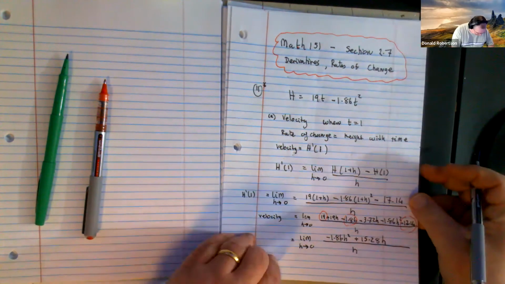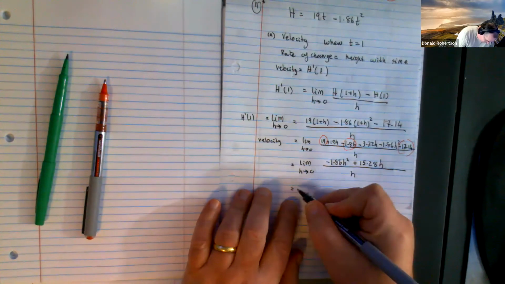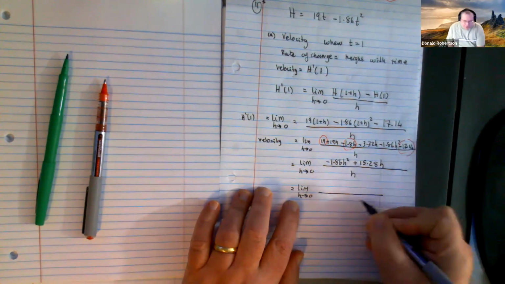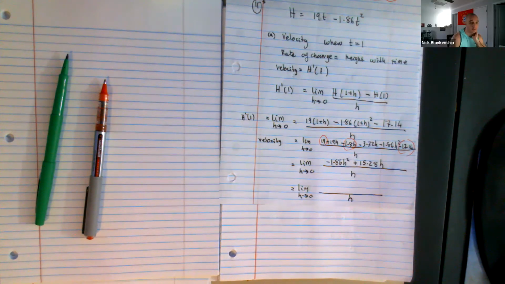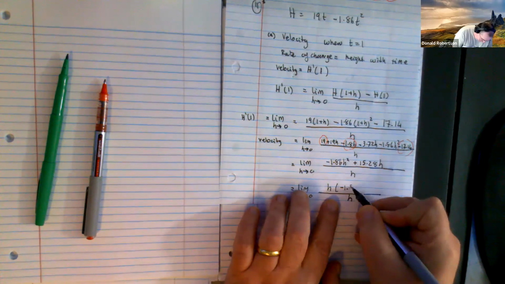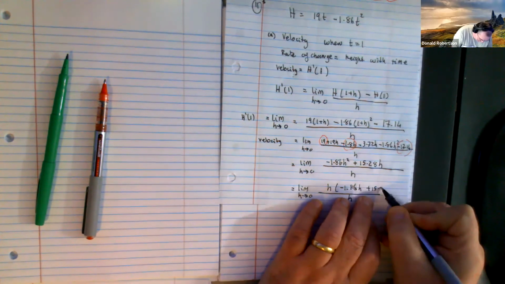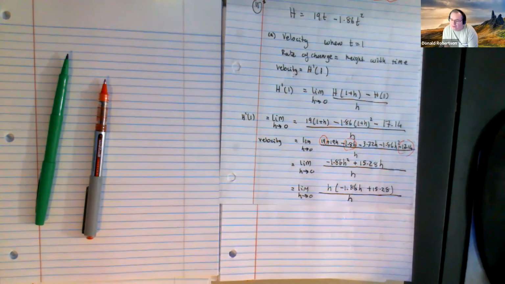Now, although the numbers are clearly really ugly, it doesn't mean I change my process. What do I do to the top expression? Factor out h. And so I have h times negative 1.86h plus 15.28. Would you agree the ugly numbers are just ugly numbers? The process is the same as it always was.